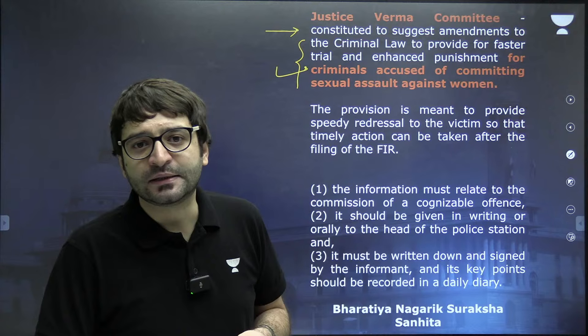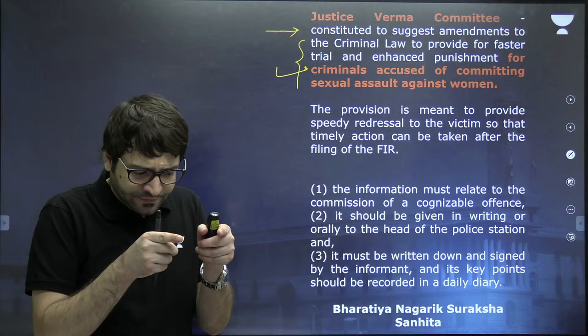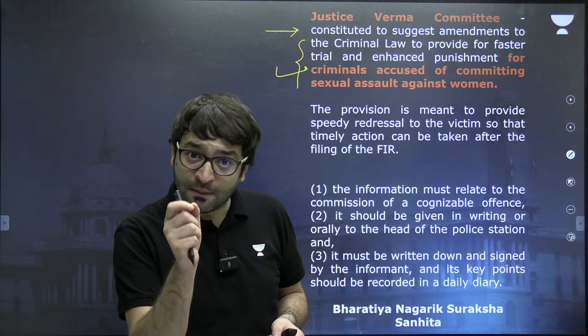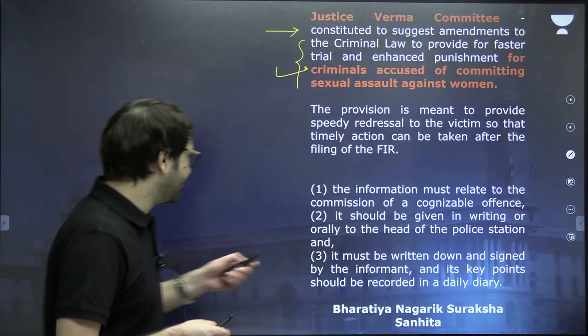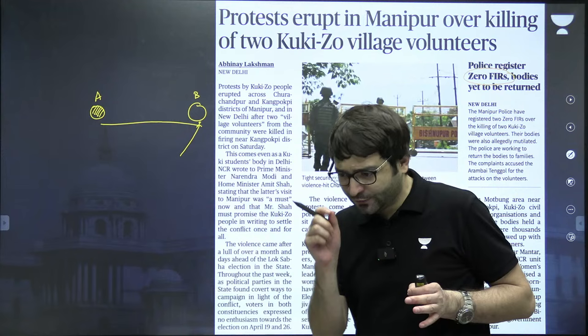What is the zero FIR? No matter where the crime has been committed, even if the crime is not committed in the jurisdiction of this police station, I approach this police station, it has to register this FIR. But no number will be assigned to this FIR. That is why it is called zero FIR. So this lady can go to a police station B. Even if the crime was not committed here, the police will have to register this report. It will not assign any number. That is why it is called zero FIR.